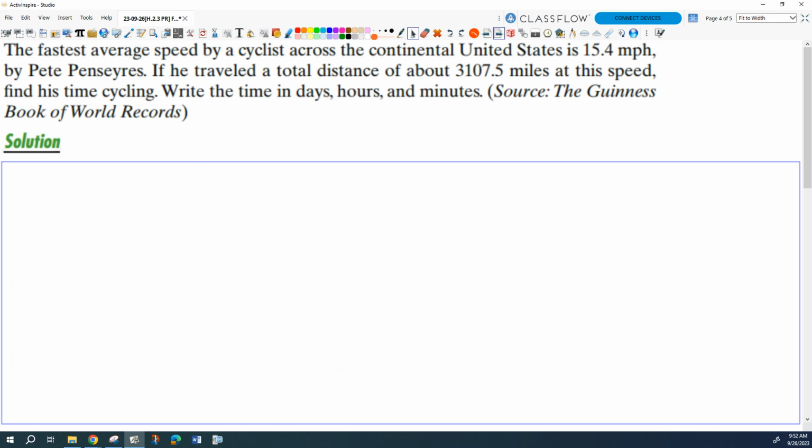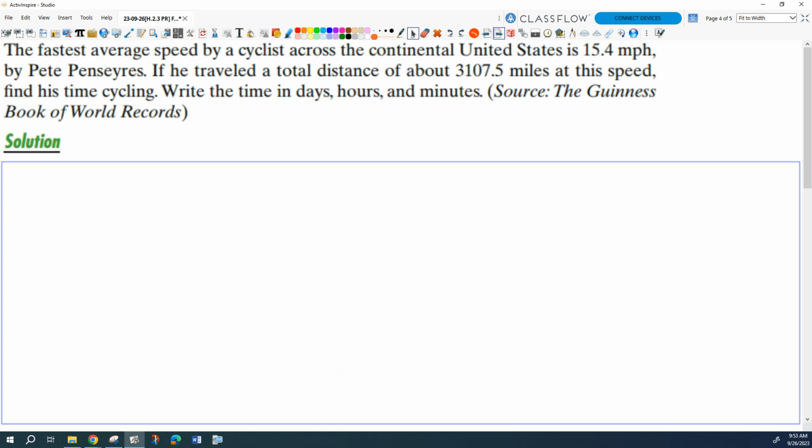All right, how about one like this? The fastest average speed by a cyclist across the continental US is 15.4 miles per hour, average speed. That's pretty fast. If he traveled a total distance of about 3,107.5 miles at this speed, find how long it took him. Okay, and then we want to write the answer in days, hours, and minutes. So there's a lot of stuff going on here. The math isn't horribly complicated, but we got to deal with these units too, so that's good practice.